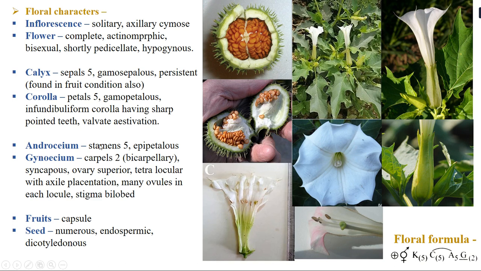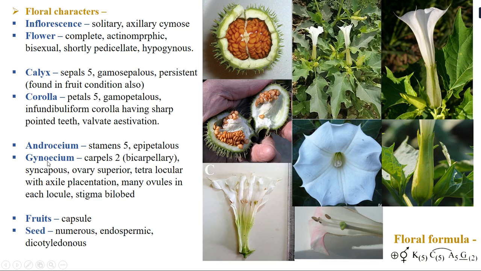Coming to androecium, there are 5 stamens. So here you can count it in this picture: 1, 2, 3, 4 and 5. So 5 stamens. Epipetalous. What do you mean by epipetalous? Epipetalous means the androecium or the stamens are fused with the petals. In this picture, these are the 5 stamens, and they are all fused with the corolla. As they arise downwards, they are fusing with the corolla. So it is an epipetalous condition.